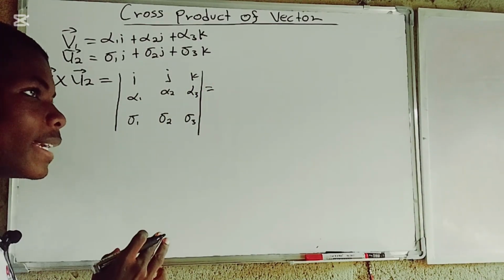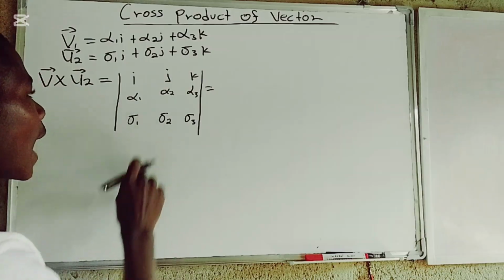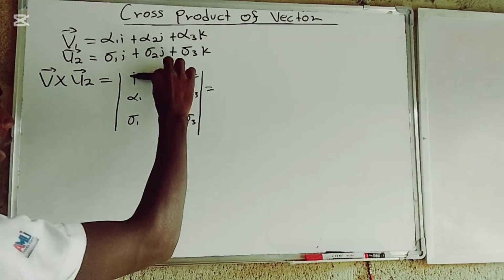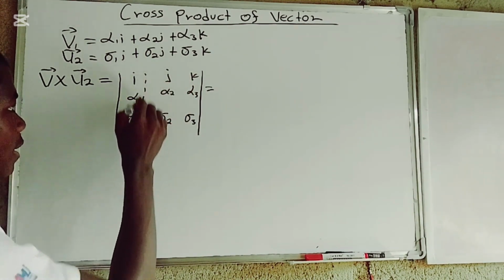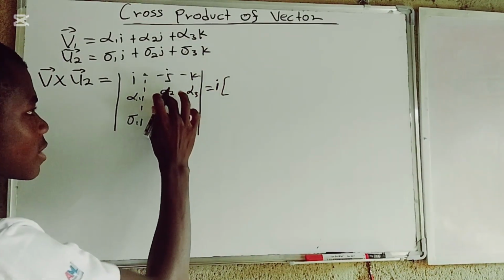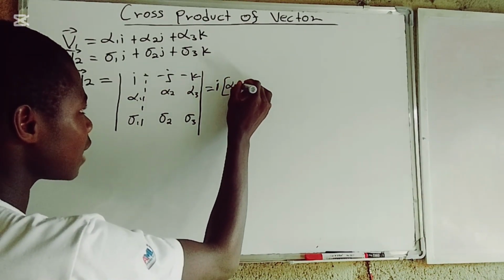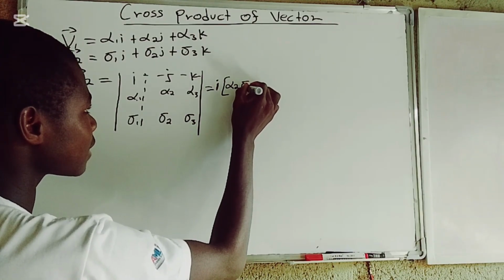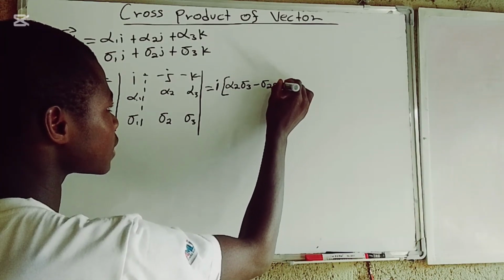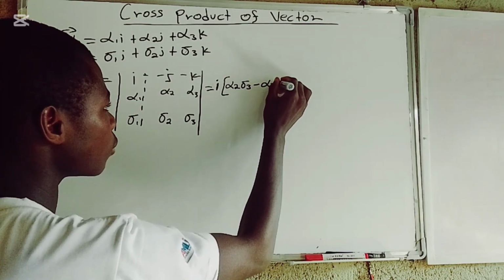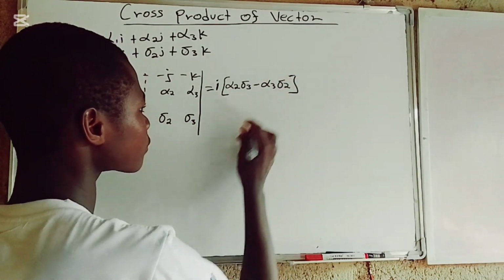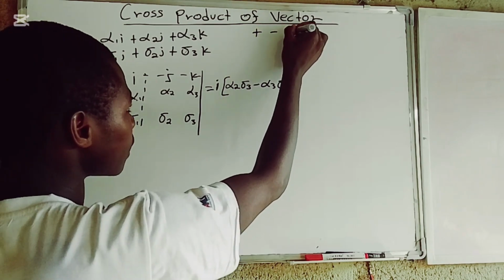So to find the cross product, I have to first delete this and delete this. I will use the matrix. I'll first delete this and delete this, and I will only use this. So I will say i into bracket, this multiplied by this, which is alpha 2 and sigma 3, minus alpha 3 multiplied by sigma 2. And therefore I'll have positive, negative, and positive.